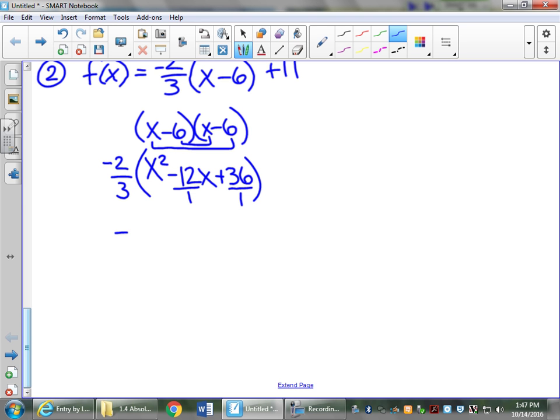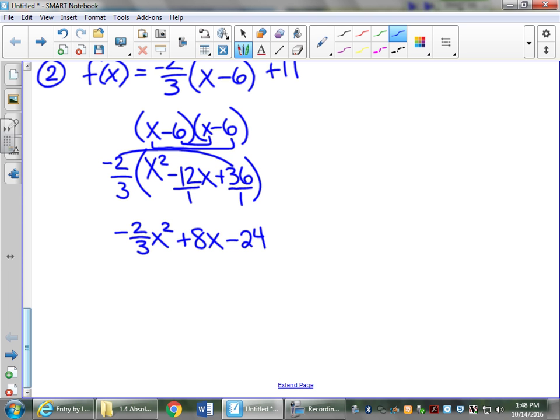The first one is going to stay negative 2/3 x squared. Negative 2 times negative 12 is positive 24 over 3, and 24 divided by 3 is positive 8x. Then you will get negative 2 times positive 36, which is negative 72 over 3, because 3 times 1 is 3. And 72 divided by 3 is 24. So we will get negative 24. They came out to be whole numbers. That will not always happen. It might end up being that it stays as a fraction.